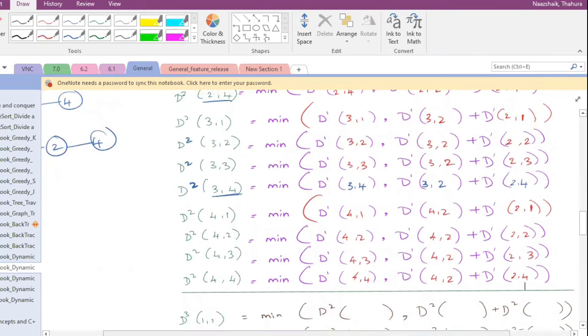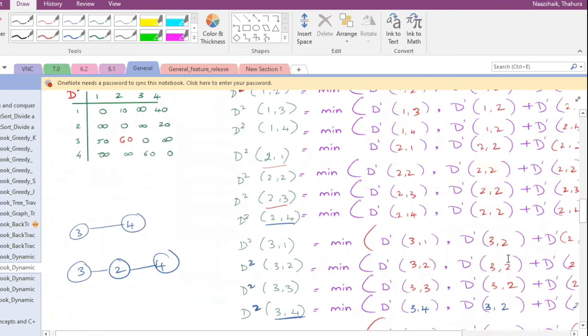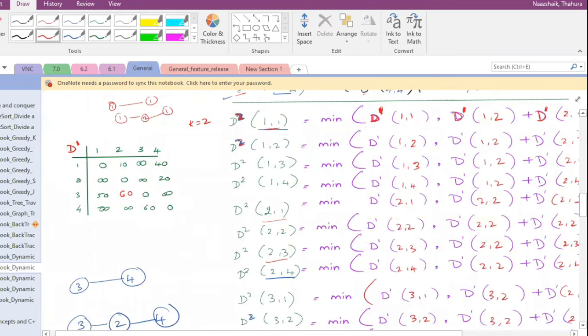Okay, let's try to solve this. Like we said, to solve this we will use the D1 matrix, right? These values will be the same, so I'm going to skip all of this. I'm not even calculating this; I know it will be the same. Let's try for 1 to 2.